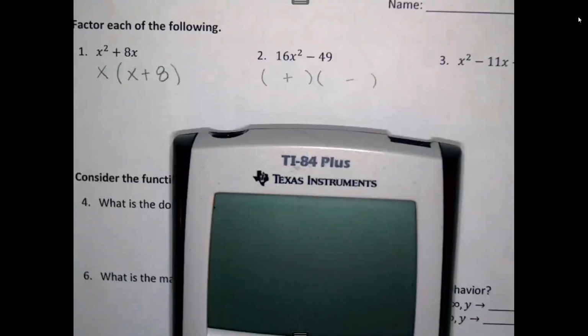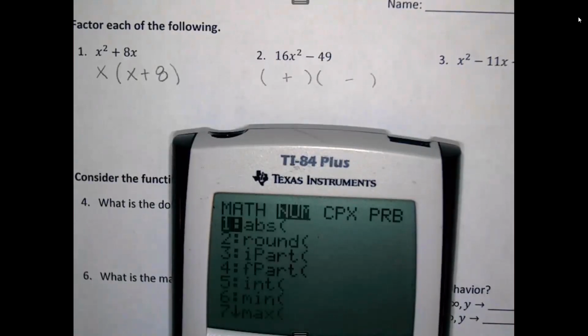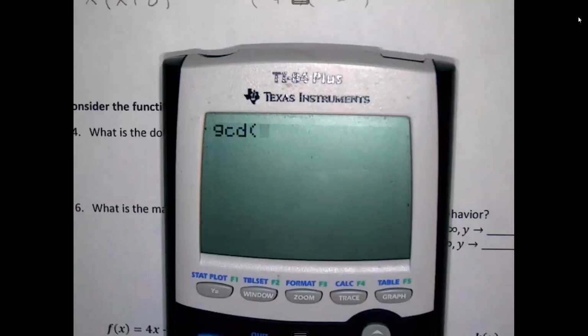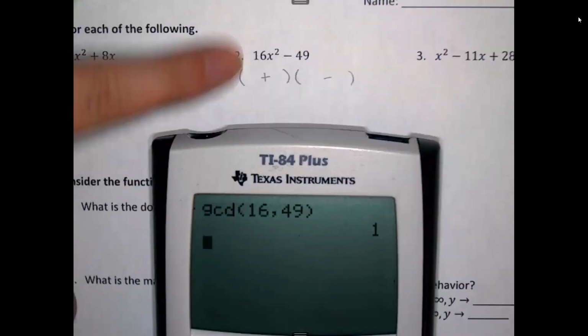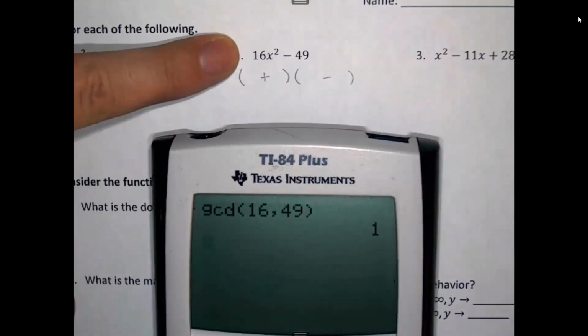And if you tried to do that GCF method with it, where you hit the math button, go over to number and go down to number 9, and do 16 comma 49, it would tell you 1, which tells you there's no GCF. So the calculator would kind of confirm that even though it looks like a GCF problem, it's not.